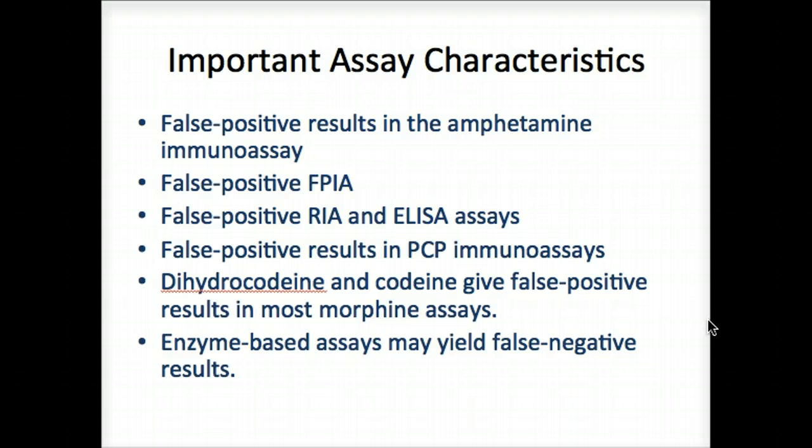FPIA type of immunoassay. Number 3, RIA and ELISA assays will give false positive cannabinoid results in old blood. Number 4, high concentrations of diphenhydramine cause false positive results in some urine PCP immunoassays. And 5, the fifth on the list, dihydrocodeine and codeine give false positive results in most morphine assays. Number 6, the last, enzyme-based assays may yield false negative results if the common preservatives, sodium fluoride or sodium azide, are present in the sample.